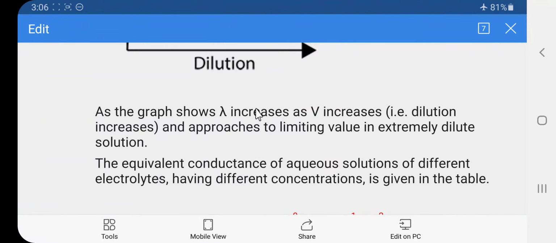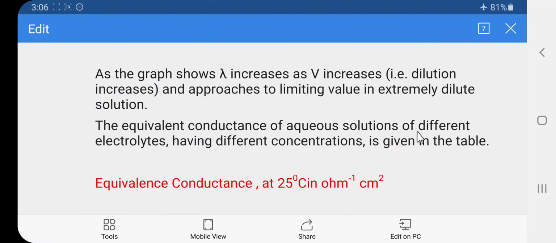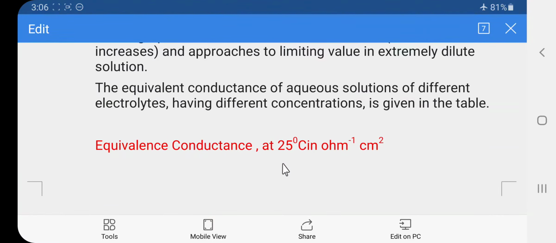So, as the graph shows, lambda increases as V increases, that is, as the dilution increases, and approaches a limiting value in extremely dilute solution. The equivalence conductance of aqueous solutions of different electrolytes having different concentrations is given in the table. In the table we are going to consider various electrolytes, strong electrolytes as well as weak electrolytes, and their values of equivalence conductance at 25 degrees Celsius.